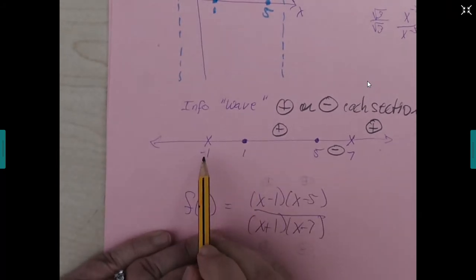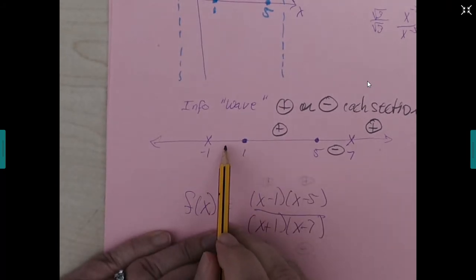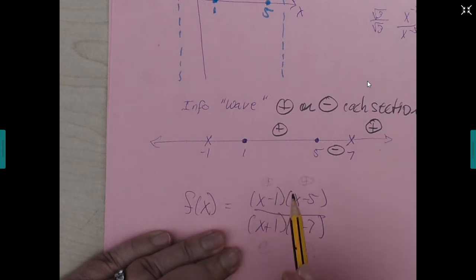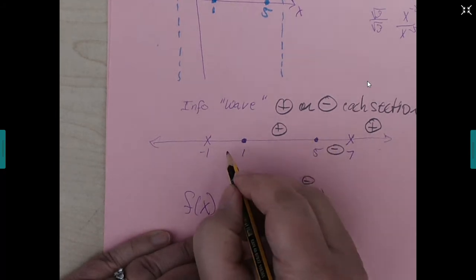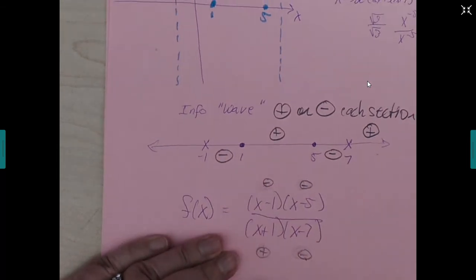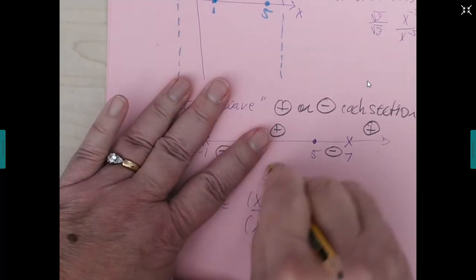Next, between negative 1 and positive 1, I'm going to pick 0. That's a good number, easy number in between there. 0 minus 1, negative. 0 minus 5, negative. 0 plus 1, positive. 0 minus 7, negative. 1, 2, 3 negatives. 3 negatives times 1 positive is going to give you a negative number there. Okay, last section.